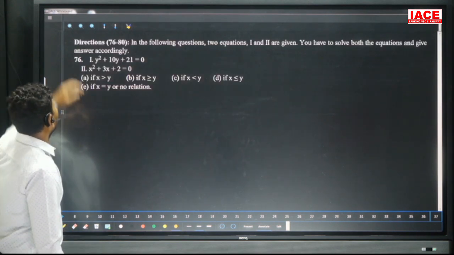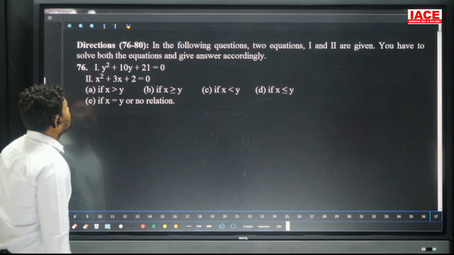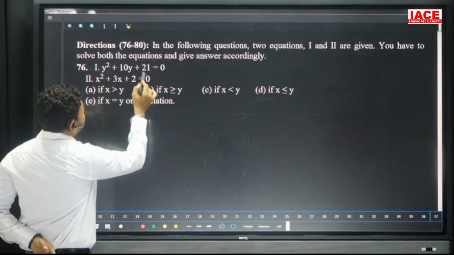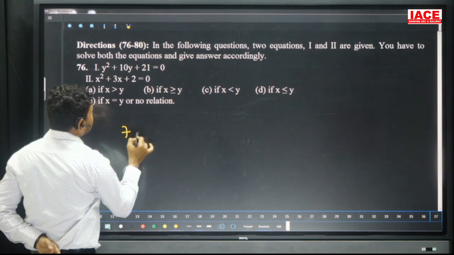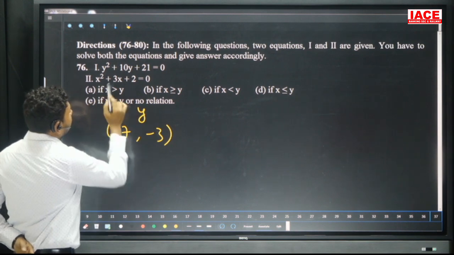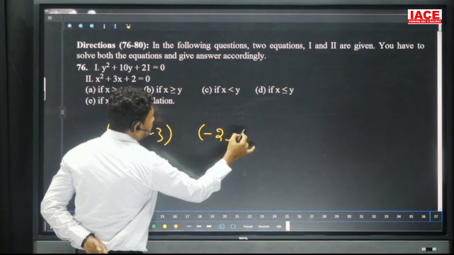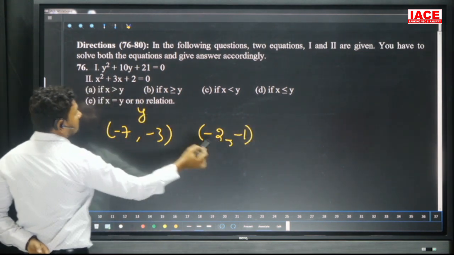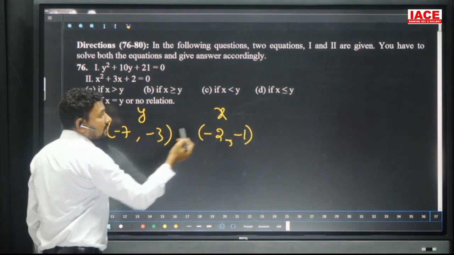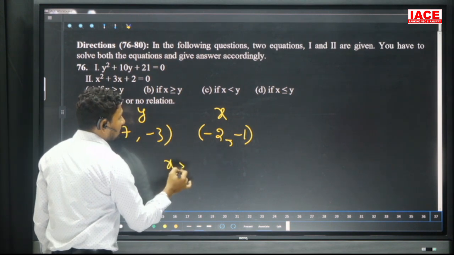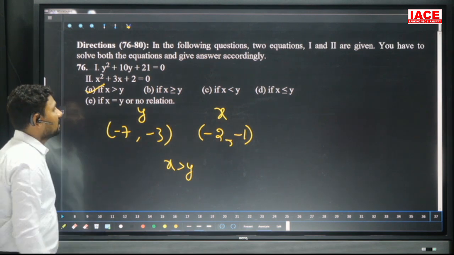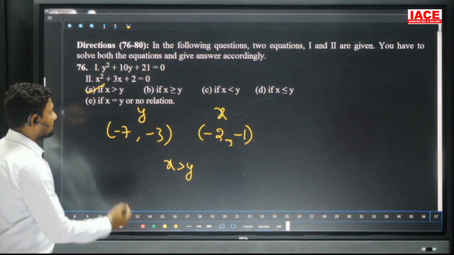Here we have directions based on the quadratic equation. The first equation belongs to y, the second equation belongs to x. So y square plus 10y plus 21 is equal to 0. This is 7 comma 3, minus 7 comma minus 3. This belongs to y. And here it is minus 2 comma minus 1. This belongs to x. X to y, what is the relation here? Minus 7, minus 3 is smaller than minus 2, minus 1. We can write x greater than y. X value is greater than y. Our relation is what? What is the first option? A. A is x greater than y.